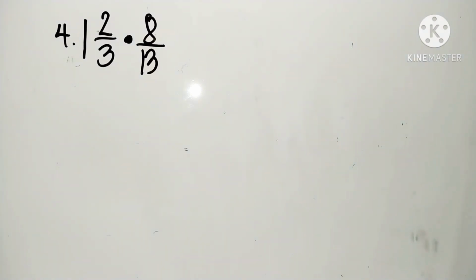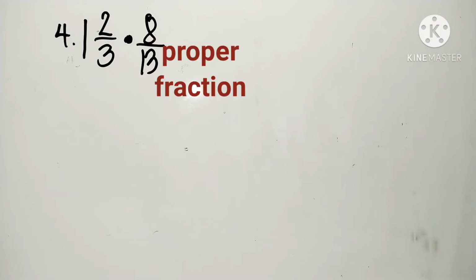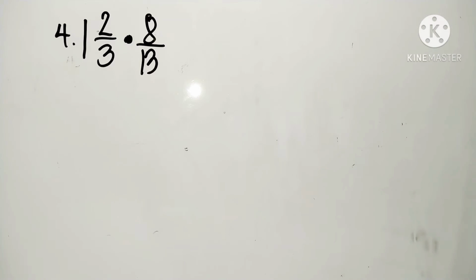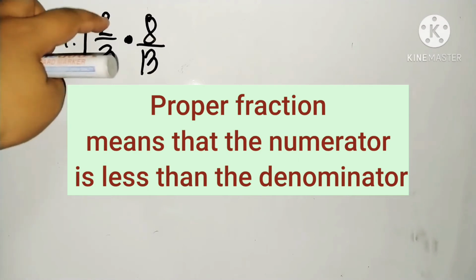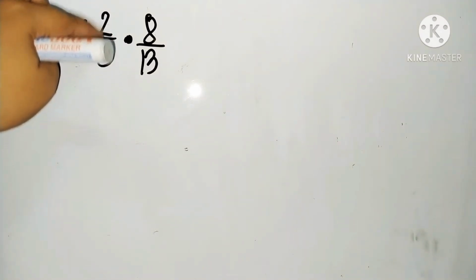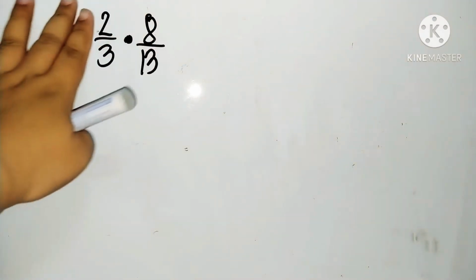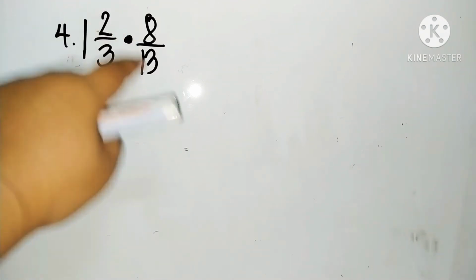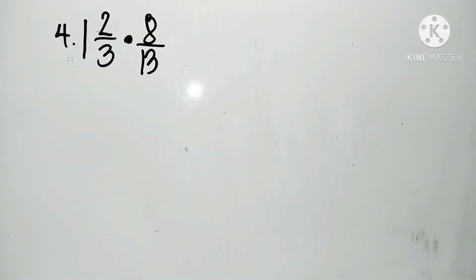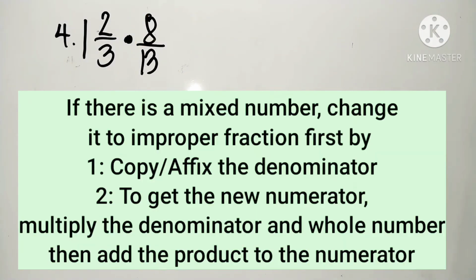Kung mapapansin nyo, meron tayong mixed number na kailangang i-multiply sa isang proper fraction. Pag proper fraction, ibig sabihin nun, mas maliit yung numerator kaysa sa denominator. So, itong mga to, 2/3, yan ay proper. Ito rin, proper. Kung 2/3 lang ha. Pero kung may 1 and 2/3, ibig sabihin ito ay mixed number. Ito, proper fraction. Ang gagawin nyo muna kapag ganito ang binigay ay, i-change nyo yung mixed number into improper fraction.